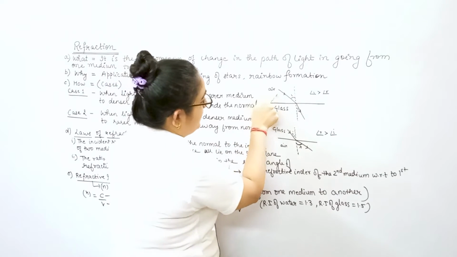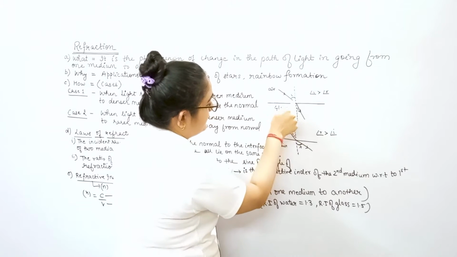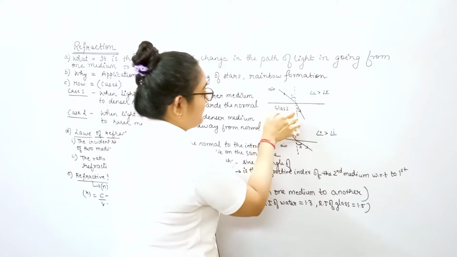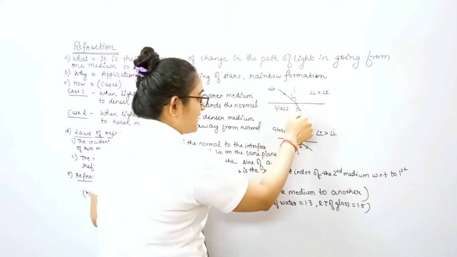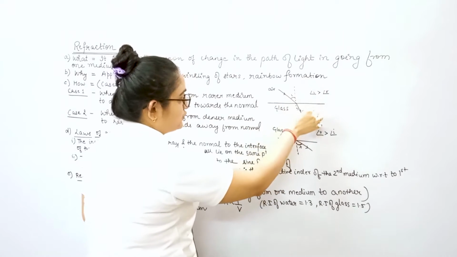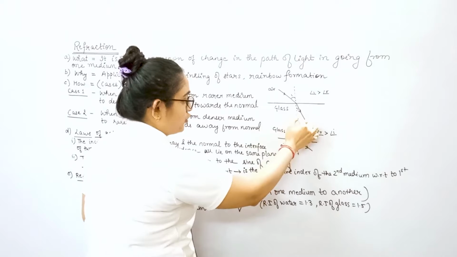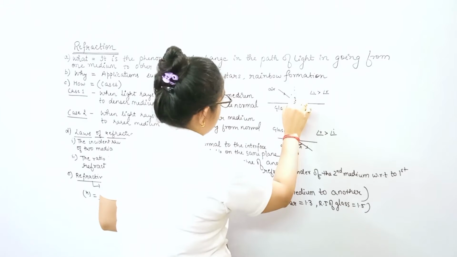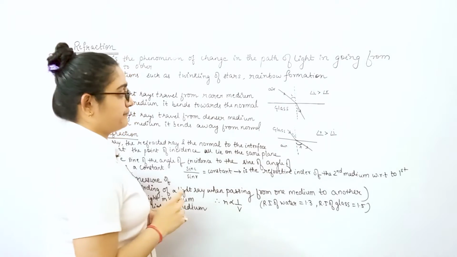You can see that this is the incident ray. When it comes in contact with the glass, it gets refracted inside the glass. Why? Because glass is a denser medium. So this refracted ray is bending towards the normal. You can see it is towards the normal. This dotted line is the normal. And this refracted ray, you can see, is towards the normal. And this angle we know is the angle of incidence, and this angle is the angle of refraction, because the refraction phenomenon is happening over here.